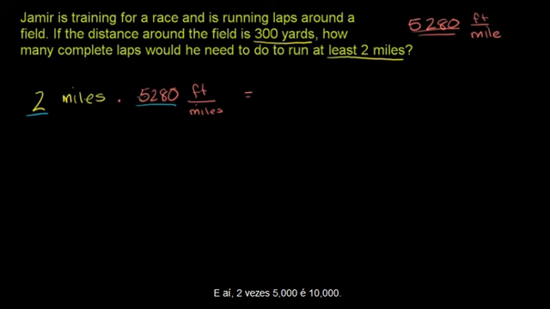And then 2 times 5,000 is 10,000. So it's 10,560. And then the miles cancel out, and we are just left with feet.